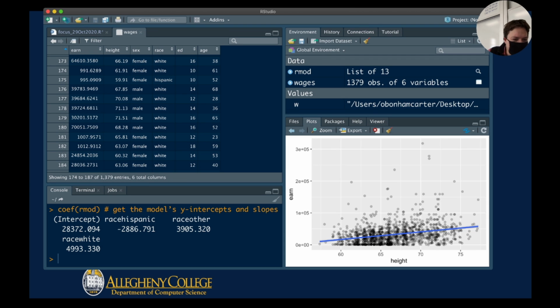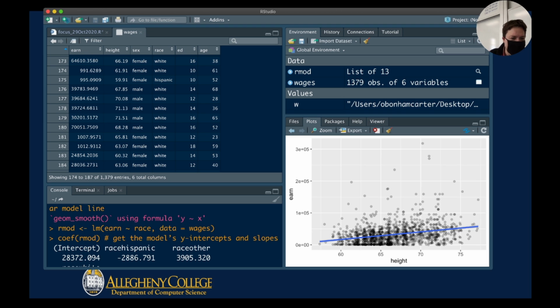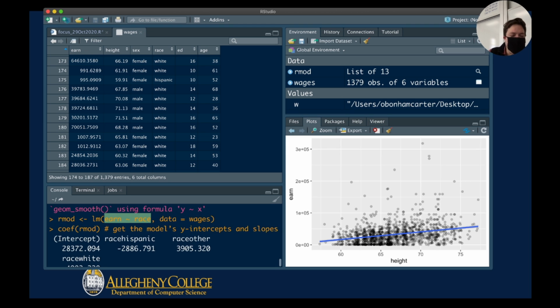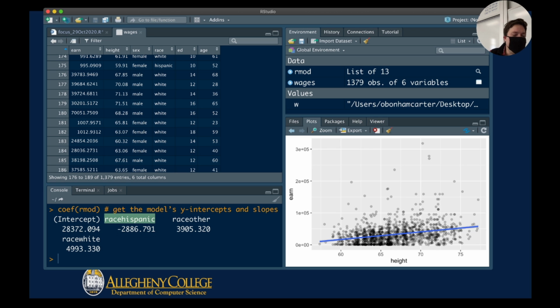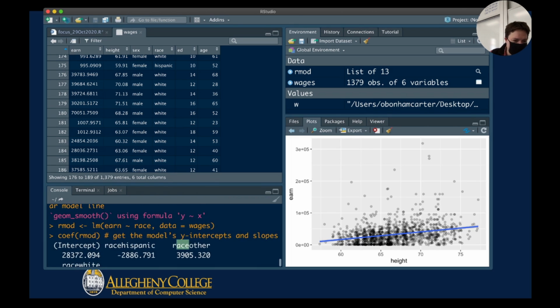Other white. Let's see what we have here. We have Hispanic, we have race other, and we have race white. So you can actually see the earning power. It's not just in this data set about height, but you can also see it by race. And because we've looked at the model where we're looking at earning power and race, each of the categories that we find in our data now gets its own coefficient. We can find those coefficients by typing coef r mod, which is the name of the model that we used.